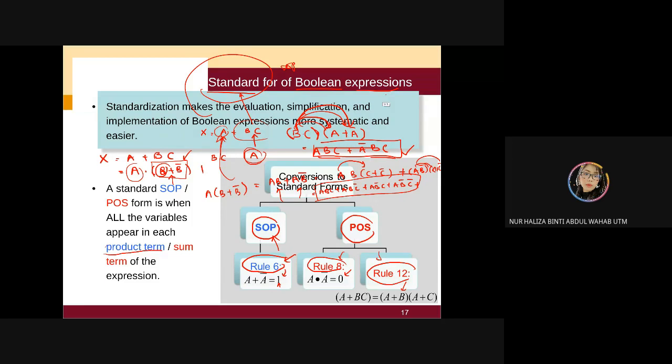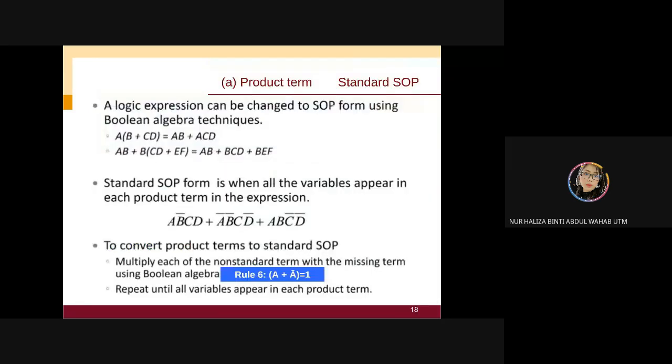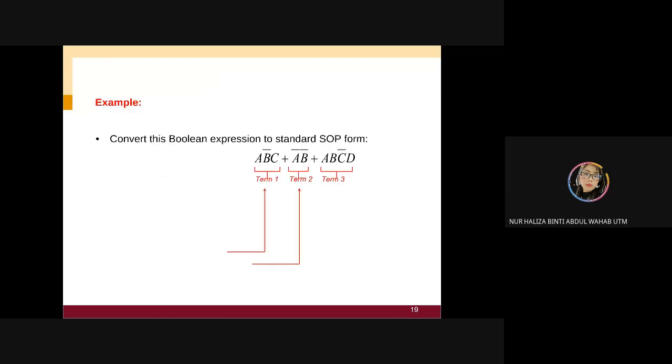It's going to apply the similar thing for POS, which is you need to have all variables. But later we look into this, okay? We're going to look into the example of SOP first. So let's take a look at the example here, to convert the product terms of SOP. This one you can read and go through.